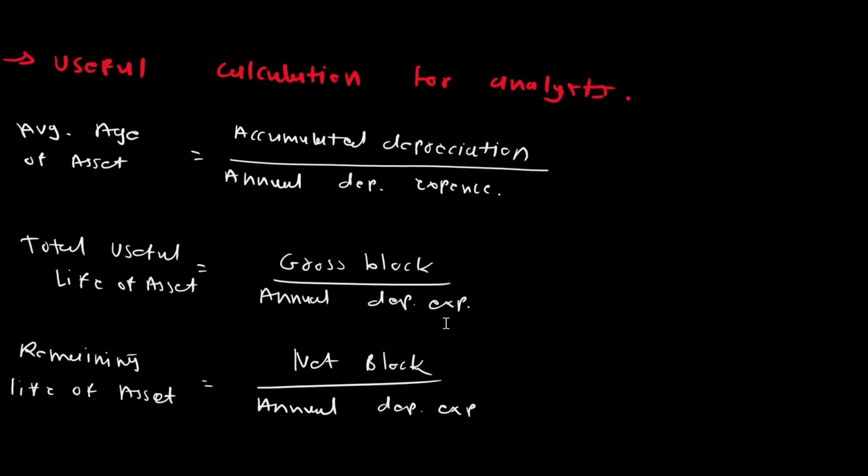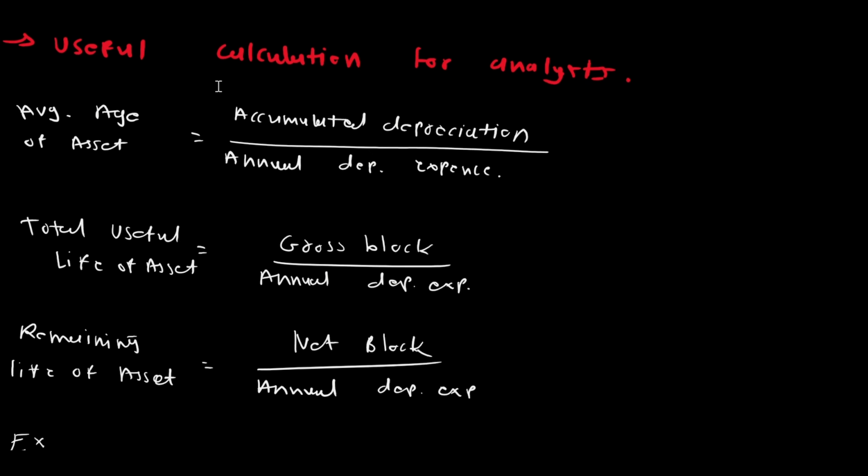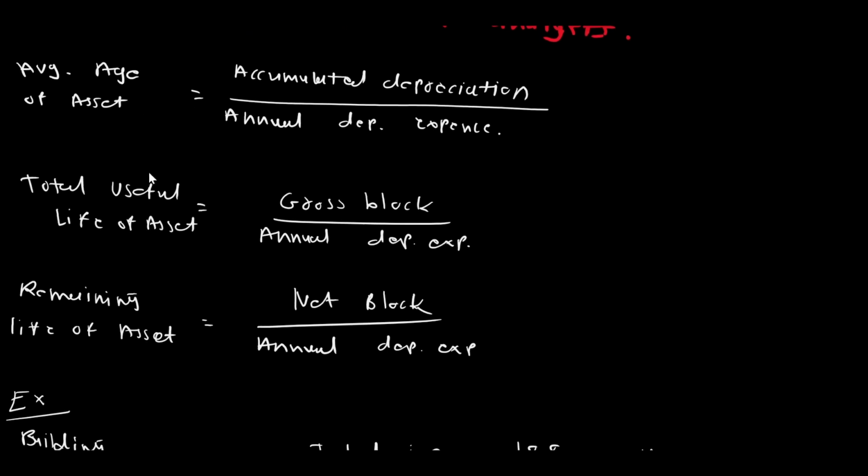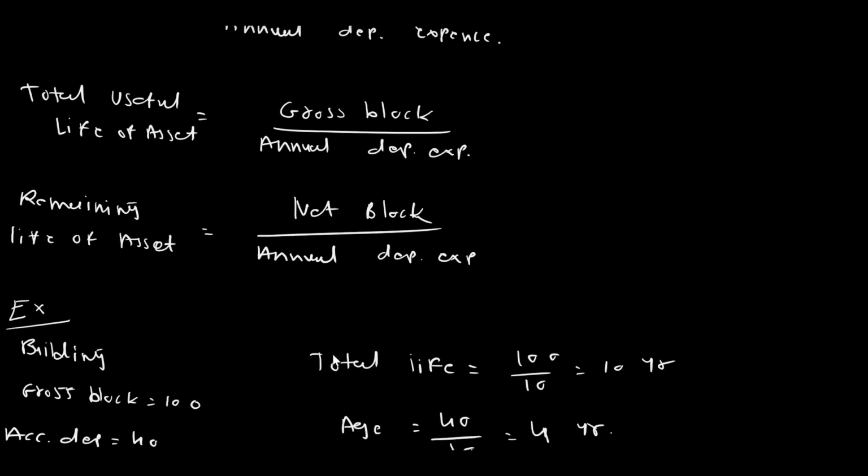And then comes the useful calculation for the analyst regarding the asset. If you need to check the average age of the asset, accumulated depreciation divided by annual depreciation will give you the age. Total useful life will be calculated by gross block divided by annual depreciation expense. Remaining life of the asset, net block divided by annual depreciation.